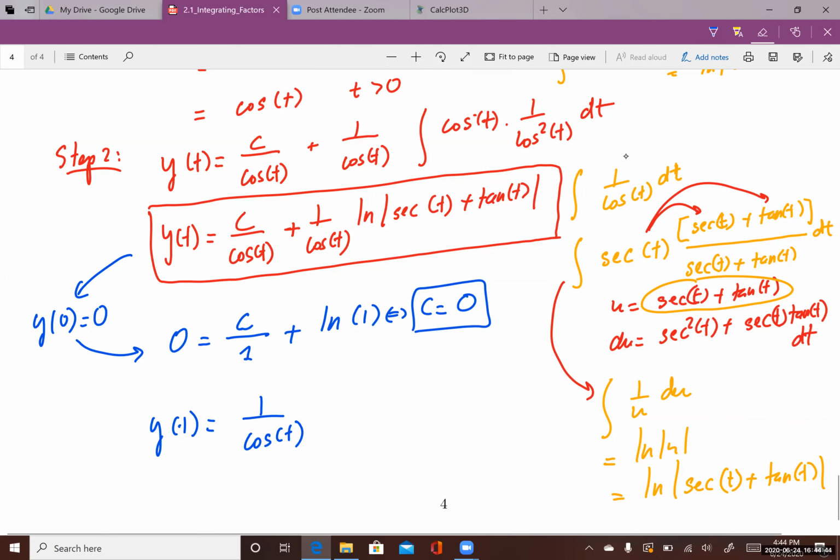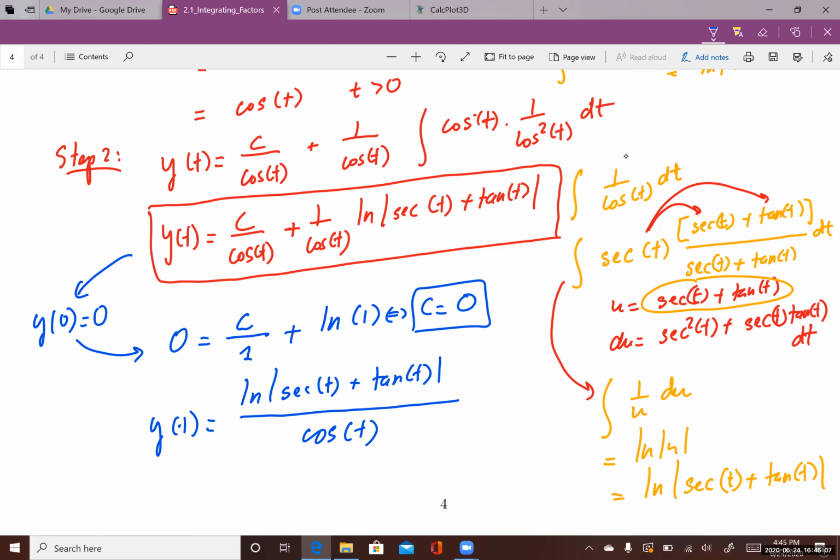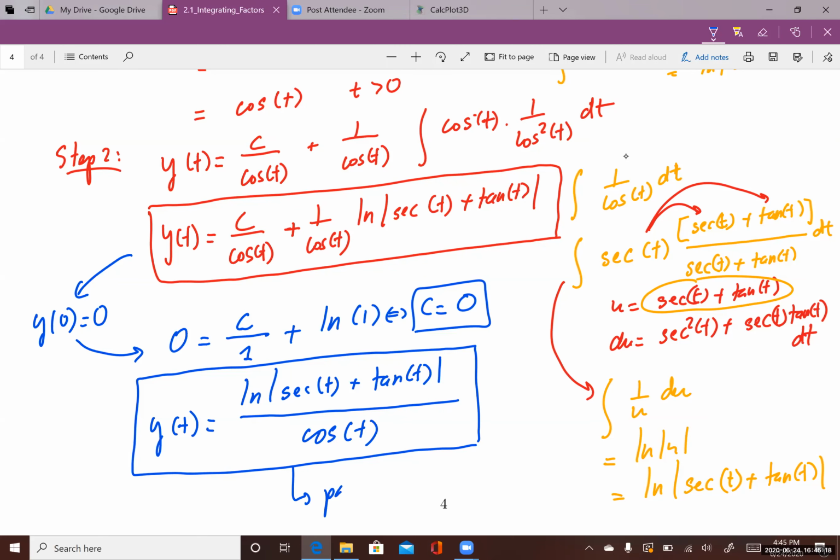of secant t plus tangent t. Here, I'm going to combine these two, so I would have natural log of secant t plus tangent t over cosine of t. So this is your particular solution, and this is your general solution.